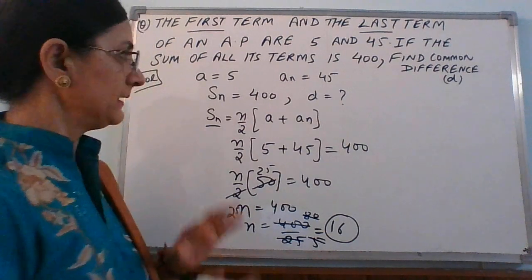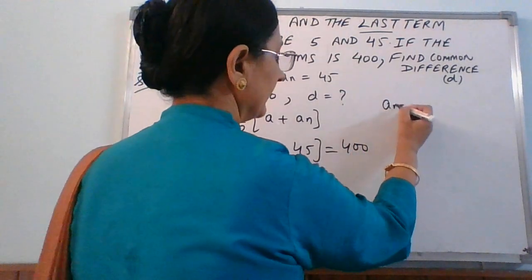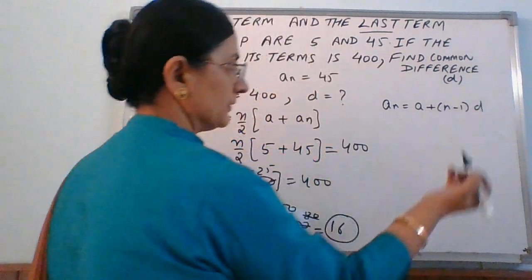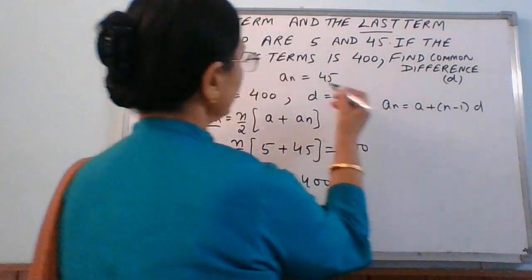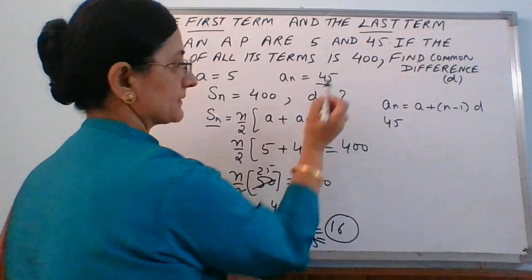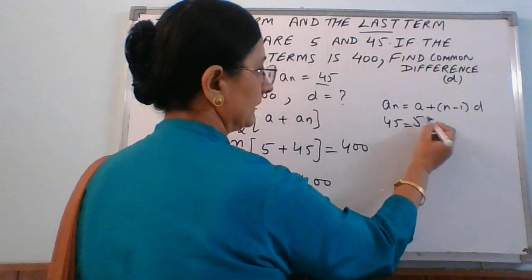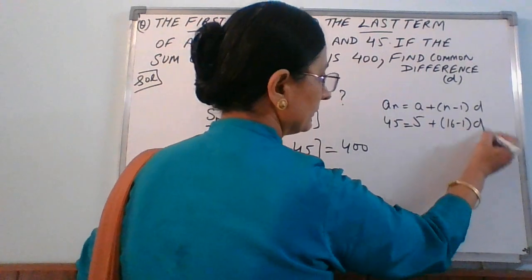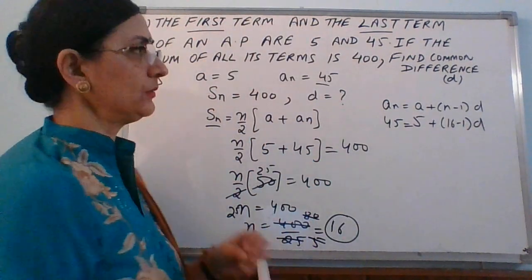N is 16. Now let us apply a_n is equal to a plus (n minus 1)d. Right? So the last term we have is 45. A we have. Now n we have just found, 16. So we can solve the equation and find out d.